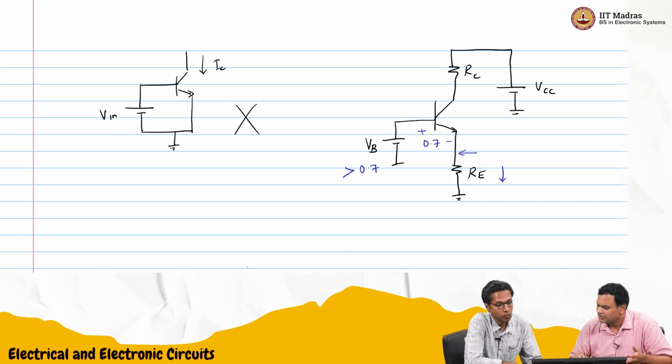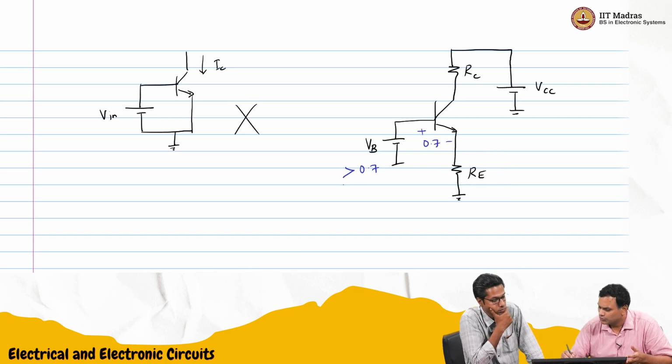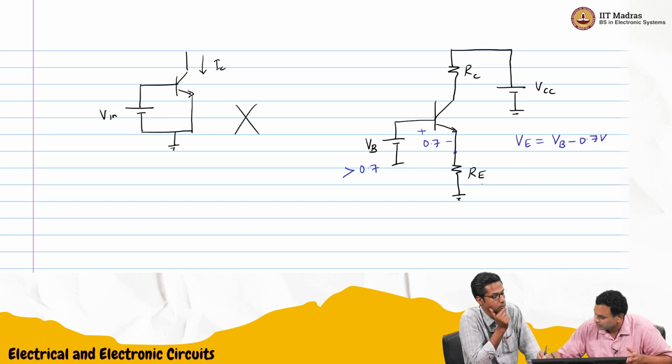So shall we write down the voltages? If I choose VB greater than 0.7, then the emitter voltage is VB minus 0.7. That is the voltage here. And now the emitter current, IE, is just Ohm's law.